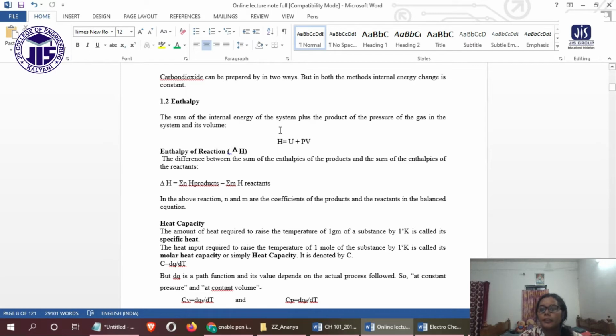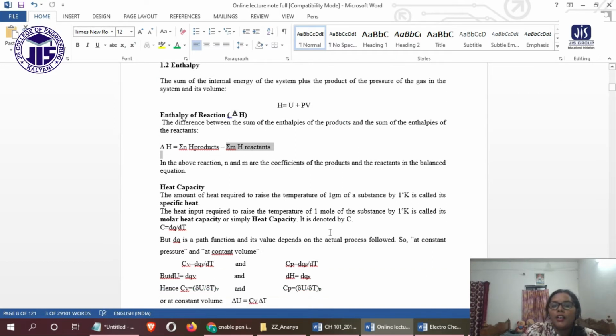Now enthalpy, what is enthalpy? Enthalpy is denoted by H. H equals E plus PV. So the enthalpy of a reaction can be calculated like this: the summation of the enthalpy of the products minus the summation of the enthalpy of the reactants. If we subtract, we get the enthalpy of the reaction.